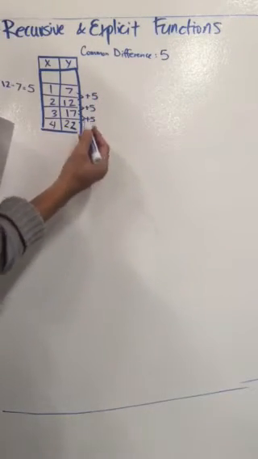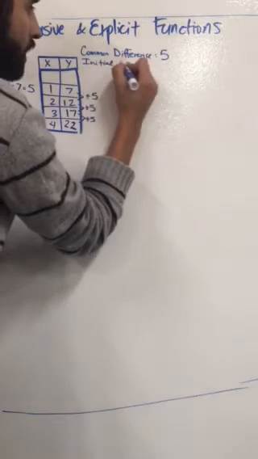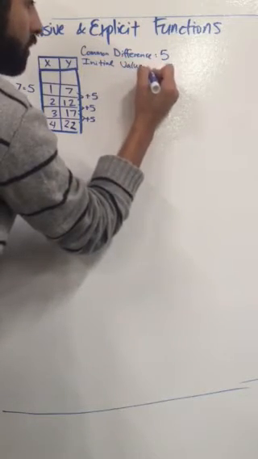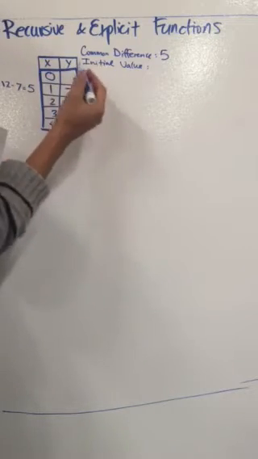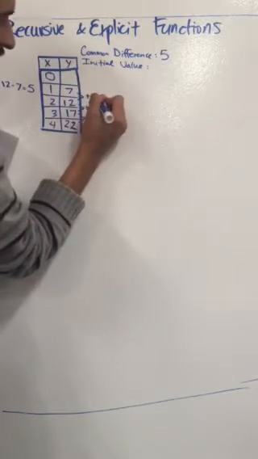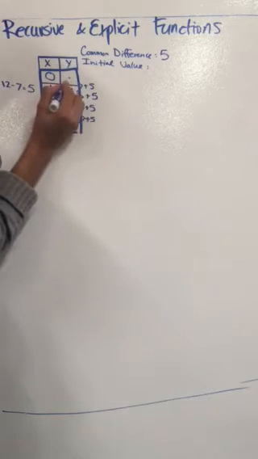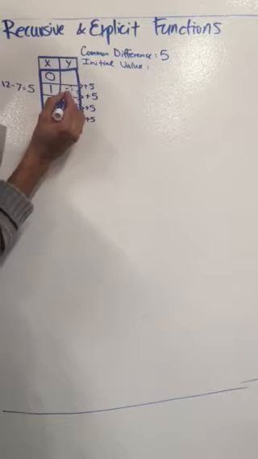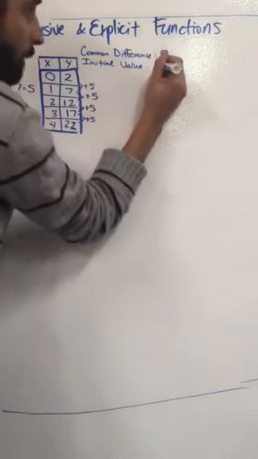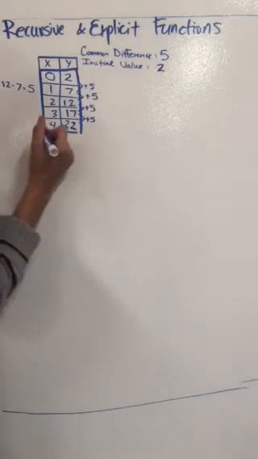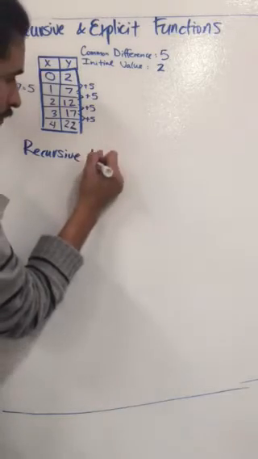It increases by 5. Now, the other thing we need to know is what our initial value is. What's that number when x is 0? Where does our sequence begin? If we add 5 to go forward, then going backward, we would have to subtract 5. 7 minus 5 is 2, so our initial value is 2. And from there, we can actually write a recursive function.